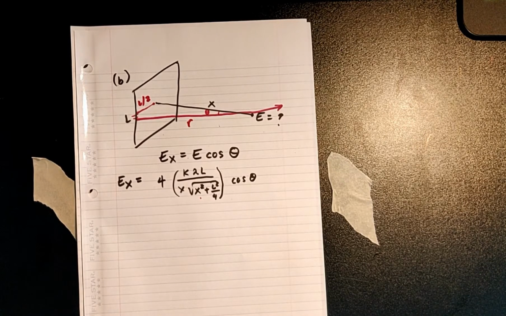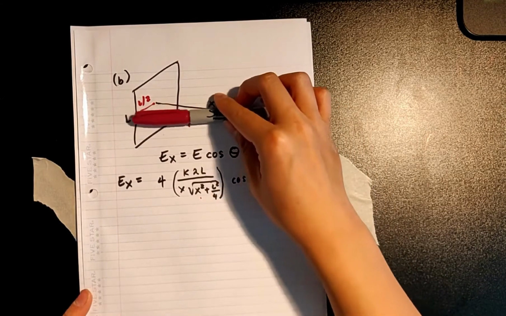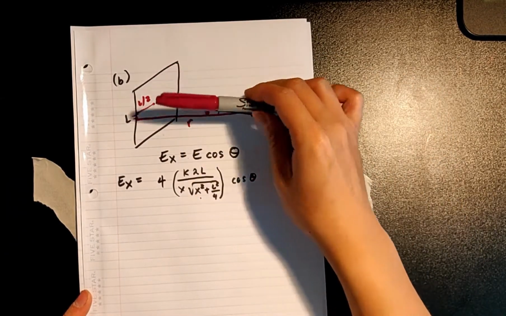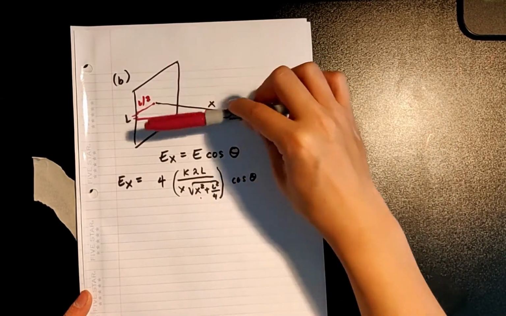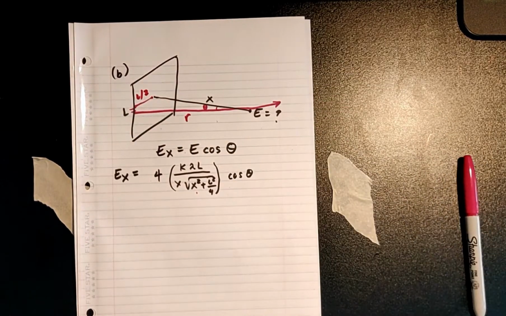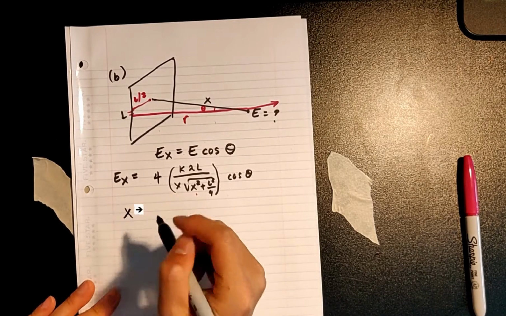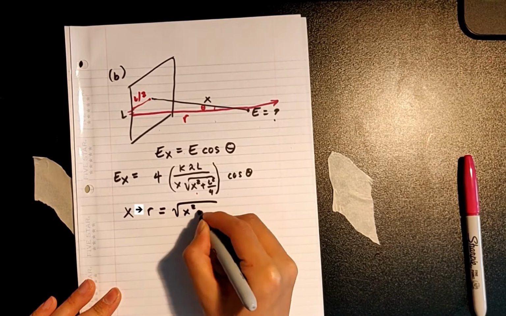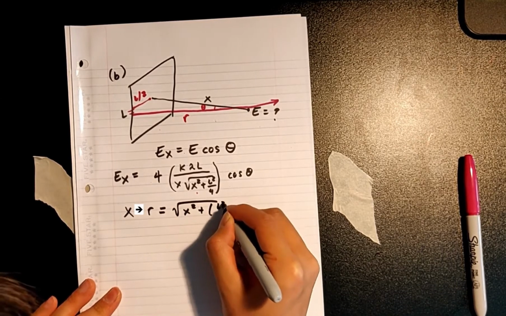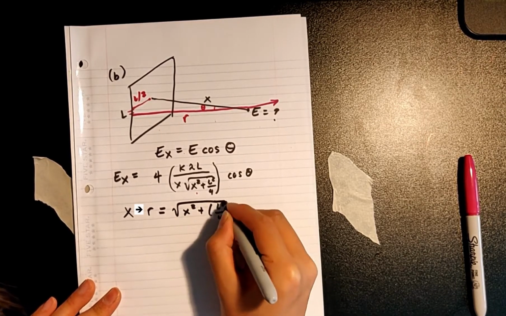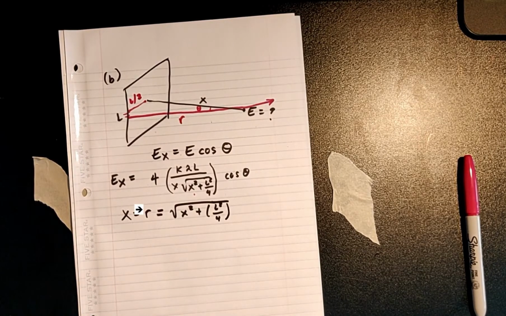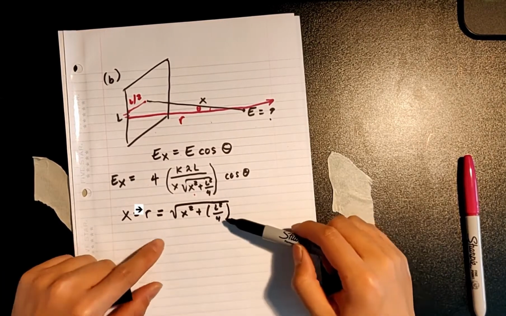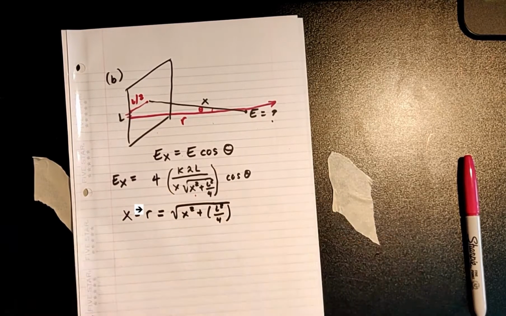then that just means that the distance in this scenario is going to be r, because this represents the distance this point is away from each wire. r, r, r, and r. So in this case, x is really equal to r, which is just equal to the square root of x squared plus L squared over 4. So we simply just have to replace this x with this term over here.